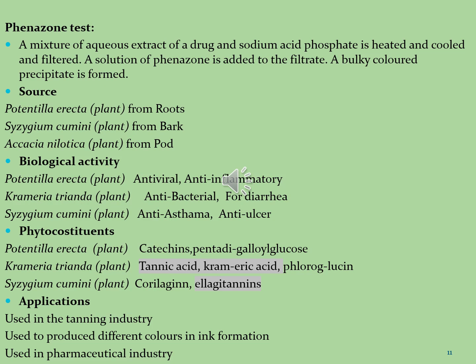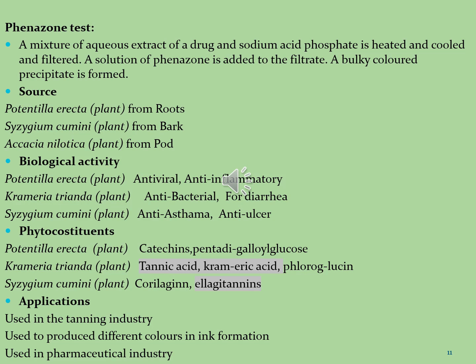Tannins are also active agents, which is due to the presence of Potentilla erecta. In this plant, it has antiviral and anti-inflammatory activity. The second plant, Terminalia chebula. In this plant, antibacterial and antidiarrheal activity is found. The next plant is Syzygium cumini. Anti-asthma and anti-ulcer activity is found in this plant.